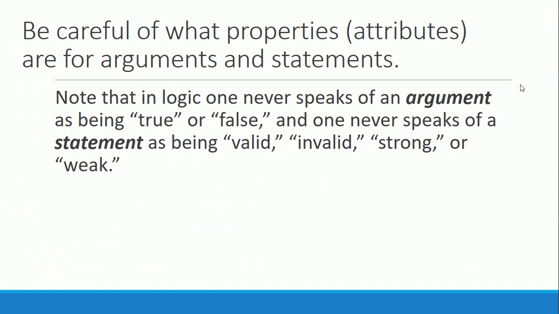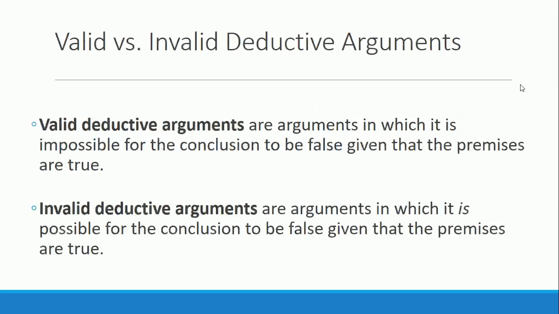All right. So we're talking about the properties of arguments, deductive arguments and inductive arguments. We want to be careful of what properties we attribute to arguments and statements. In logic, we never say an argument is true or false, and we don't speak of statements or propositions as being valid or invalid or strong or weak. Arguments are the kind of things that are valid or invalid, strong or weak. And statements or propositions are true or false. So we want to make sure we get clear on that.